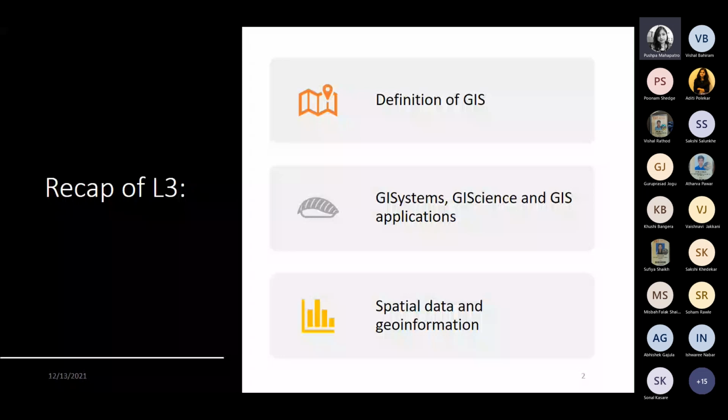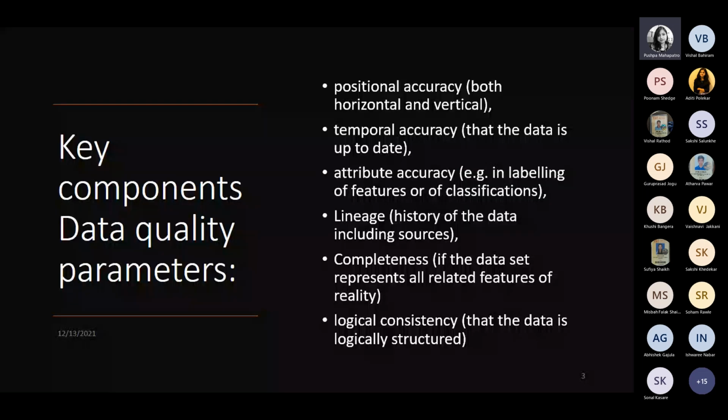Then your logical consistency. That means the data has to have logical accuracy. What is logical accuracy? Can anyone think what is meant by logical accuracy? Something, if it's missing, then also our data may go wrong.